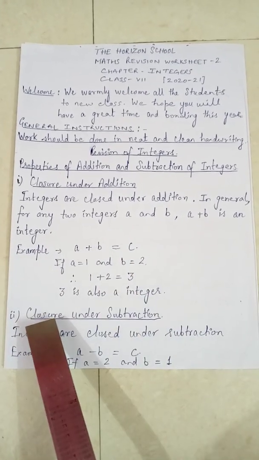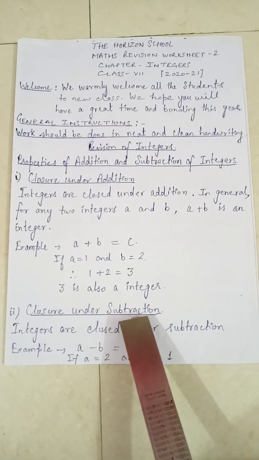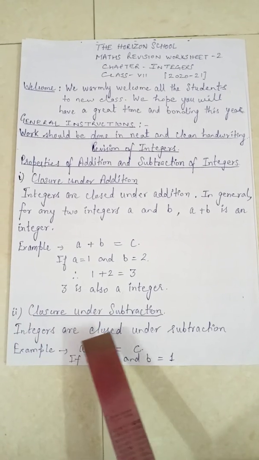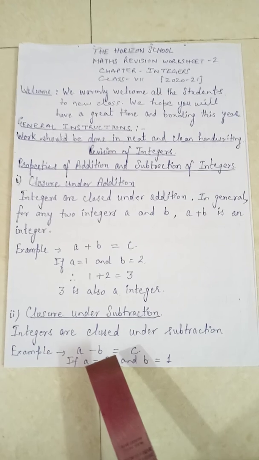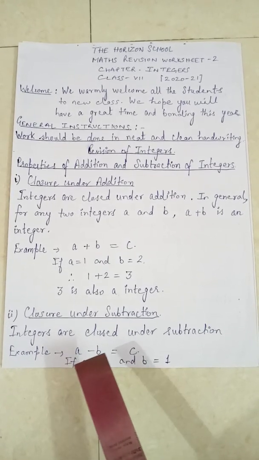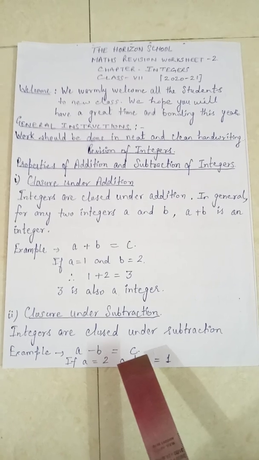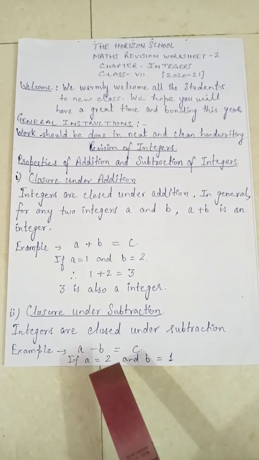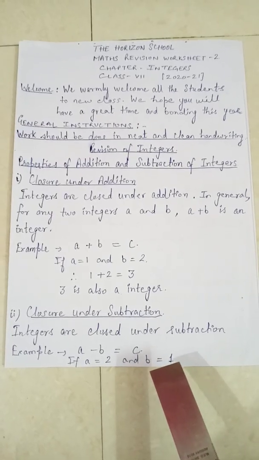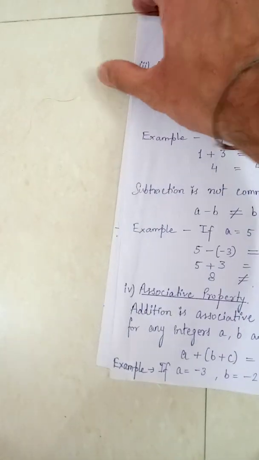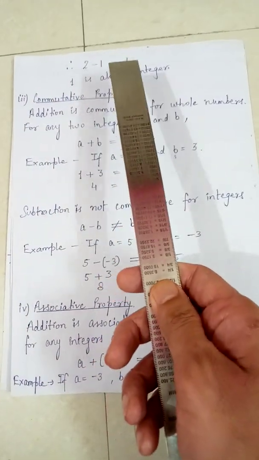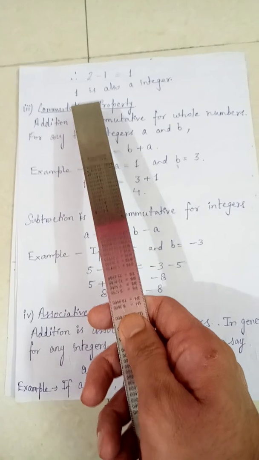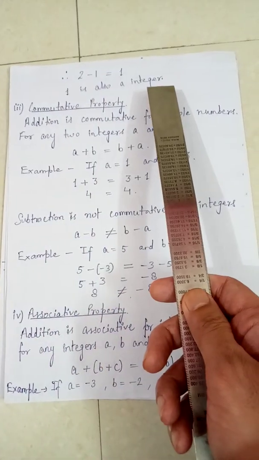The next subtopic is closure under subtraction. Integers are closed under subtraction. Example: a minus b. When you subtract any two integers, we get an integer only, that is c. If a equal to 2 and b equal to 1, therefore 2 minus 1 gives you 1, and 1 is also an integer.